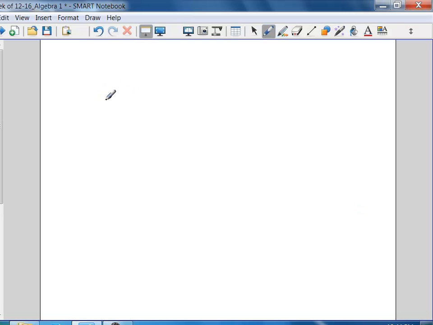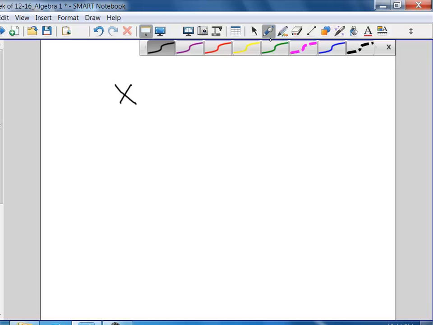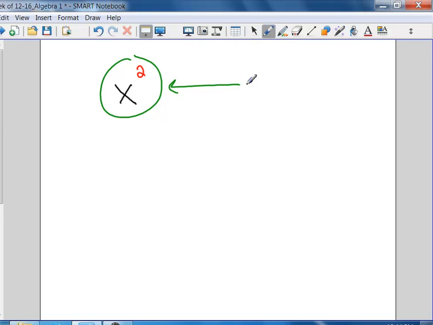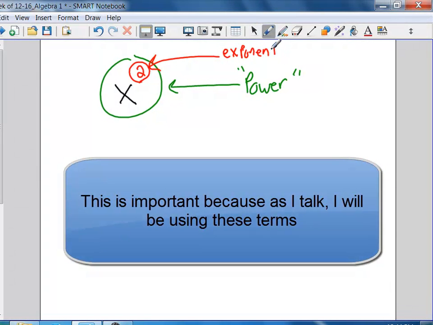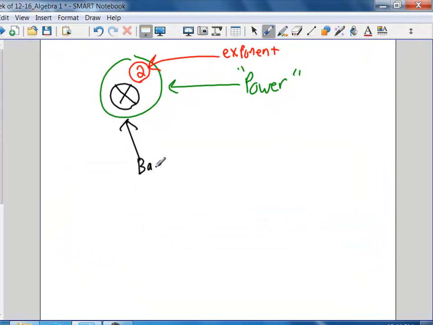Okay, so now we're going to basically just define what everything is. If I had x to the second, I would say that this whole thing right here is called a power. It's x to the second power in this case. That's just a definition, just so you know what that is: power. This little part right up top, I think most of you guys know that that's the exponent. And then this bottom piece, color coding here, that's the base. You definitely want to know that. That's the base.